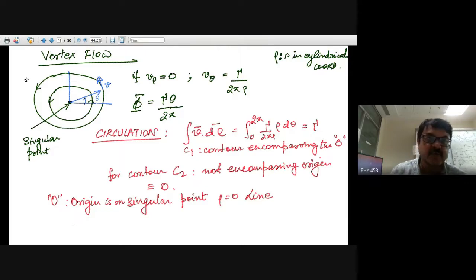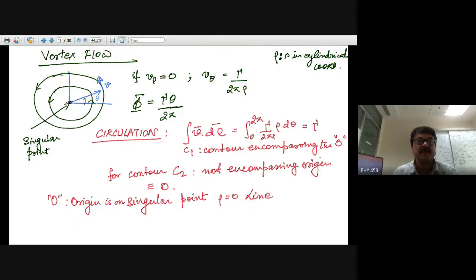But for this kind of vortex flow, if you take any complete loop which is not encompassing the center, the central singularity, you'll get circulation equal to 0. Why? Suppose you take a segment along this direction. When you take the integral, it will have some particular value of rho 1. Now, in the radial direction, there is no velocity component, so suppose you had something like this, that will give 0.